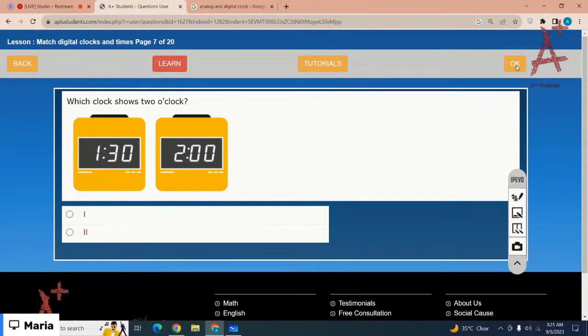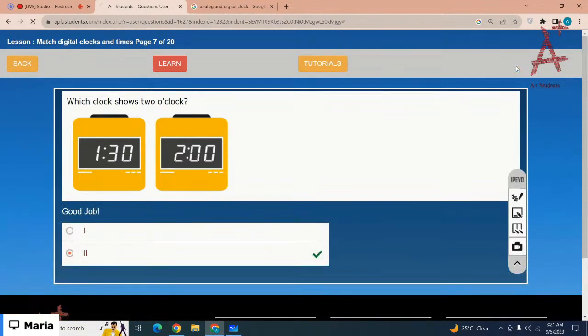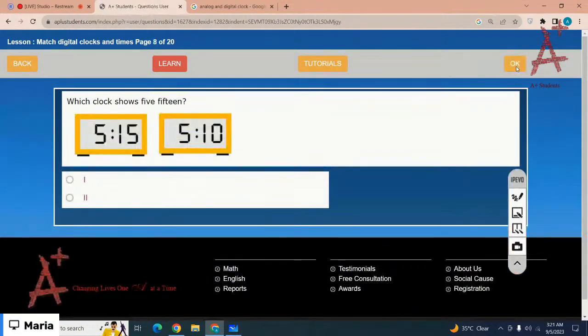2 o'clock means exactly 2 hours and 0 minutes, right? So option number 2 is the correct option. Which clock shows 5:10? Which is the correct option? 5:10 means 5 hours and 10 minutes, right? So option number 2 is the correct option.